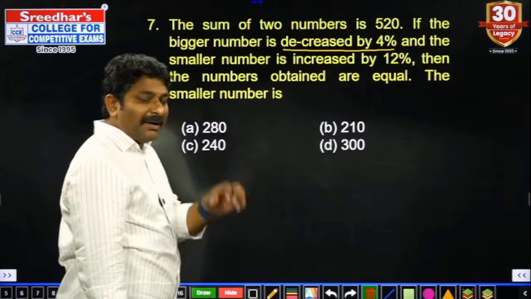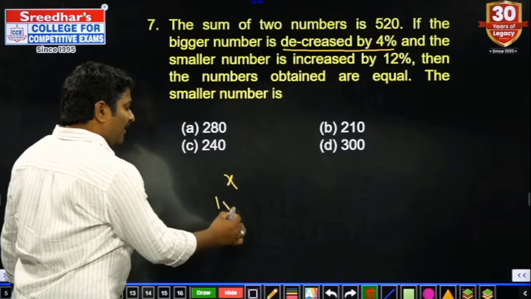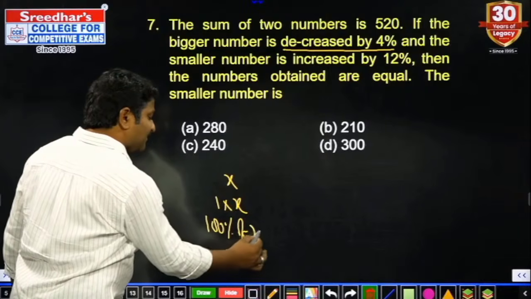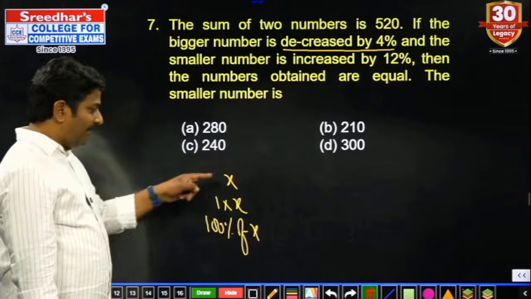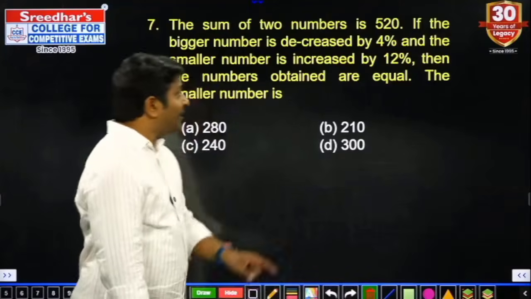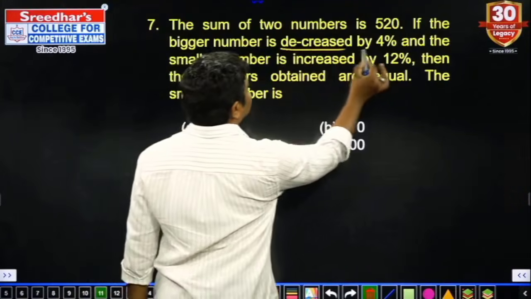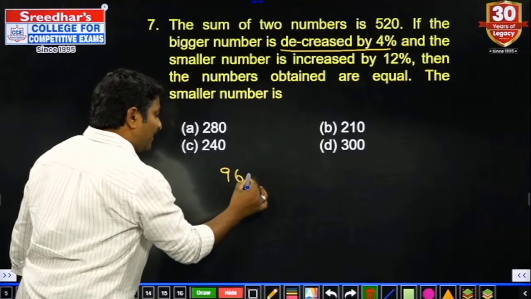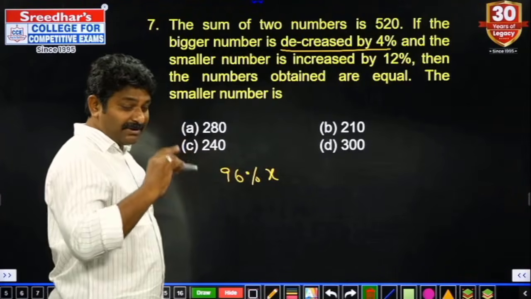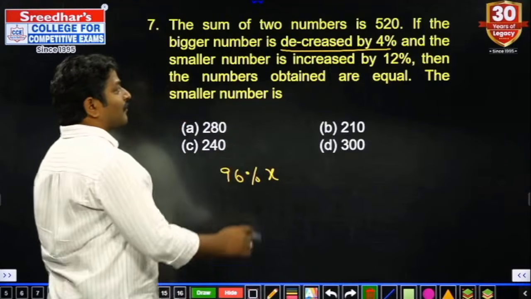If the bigger number is x, remember, you can write it as x, or as 1 into x, or as 100% of x. All are the same. Because the comparison is in percentage, let me treat it as 100% of x. If it decreases by 4%, it becomes 96% of x. Initially it was 100% of x; 4% decreased, it becomes 96%. So the bigger number is x.